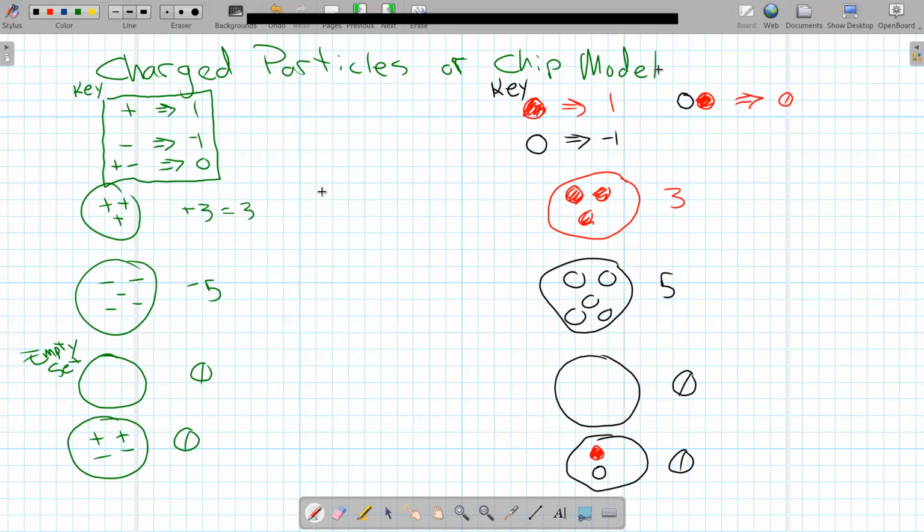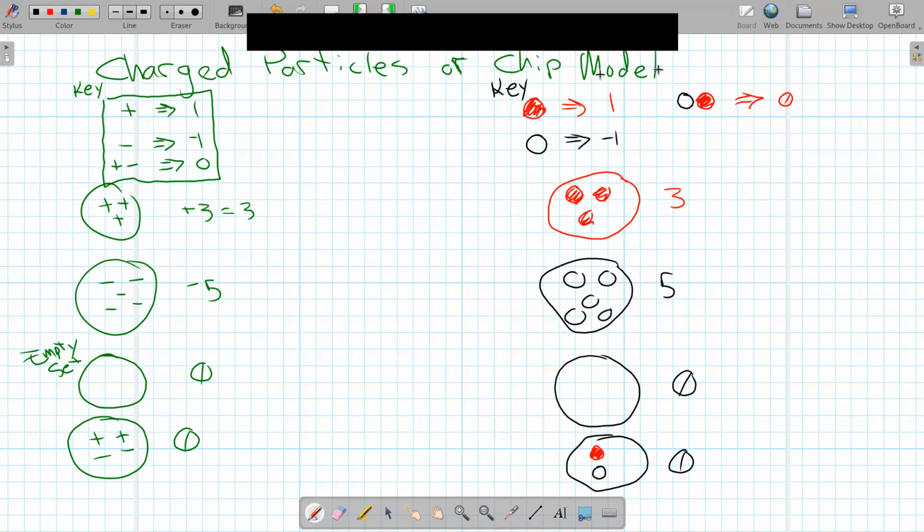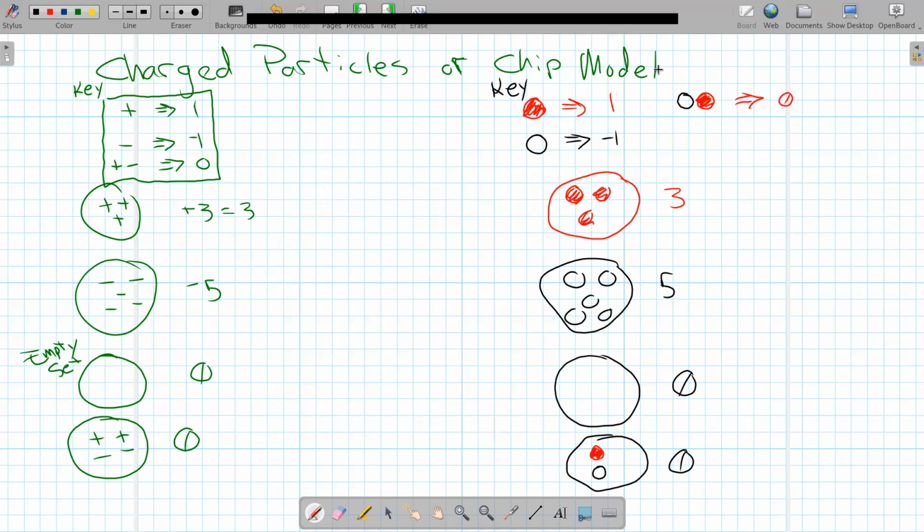Now, the interesting thing about either the charged particle model or the chip model, unlike when we're playing with whole numbers, where there's only one way to say, hey, here's a set of 3, 1, 2, 3 things. With the charged particle model, it turns out I can show 3 in different ways. So for example, here, I could also show a set of 3 by having a mixture of positives and negatives, as long as in the end, I net 3 positives. So this set right here is also 3, because this positive and this negative cancel, and this positive and this negative cancel, leaving only positive 3 there.